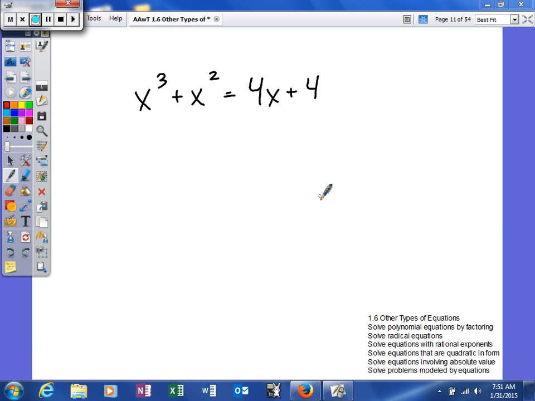Alright, next example we're going to look at to try to solve by factoring is this one right here. We have x cubed plus x squared is equal to 4x plus 4. What we're going to do, for starters, is look at our problem and see what things we have.